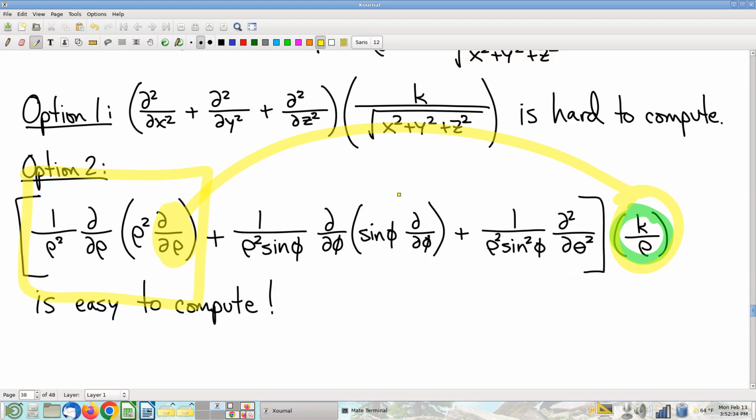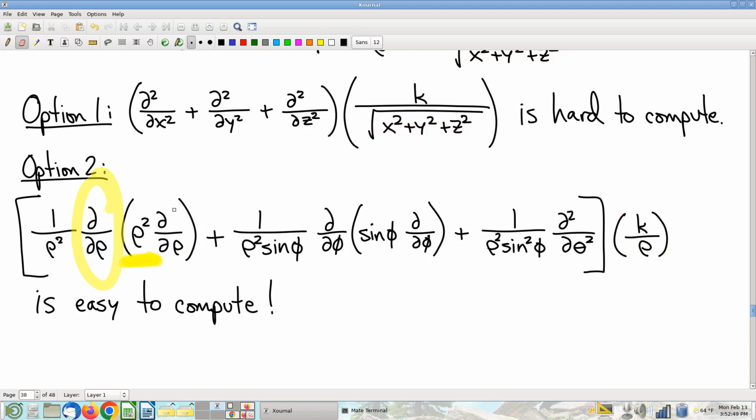Let me get rid of the rest of this junk. I get negative 1 over rho squared. When I multiply that by rho squared, I get just a constant. And then when I take a derivative of any description of that constant, I get 0. So this term here, at a glance, I didn't even have to write anything down. At a glance, that term is 0.